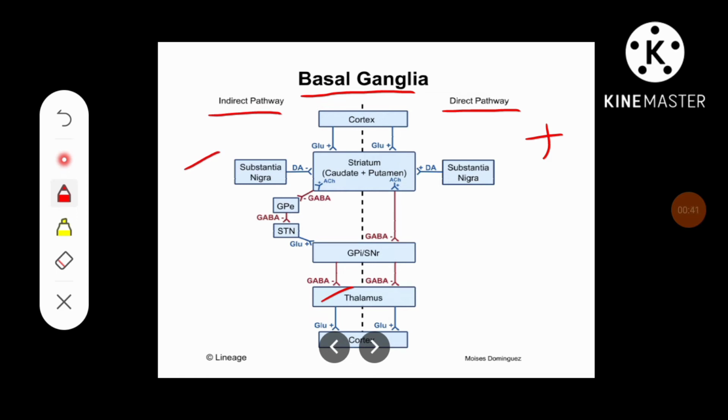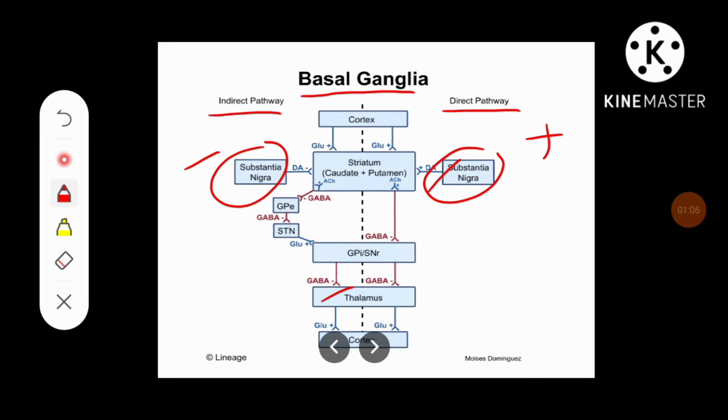If you see the effect of the substantia nigra on the corpus striatum, the substantia nigra is going to produce dopamine, dopamine 1 and 2. Dopamine 1 is excitatory on the direct pathway, and dopamine 2 has a negative influence on the indirect pathway.